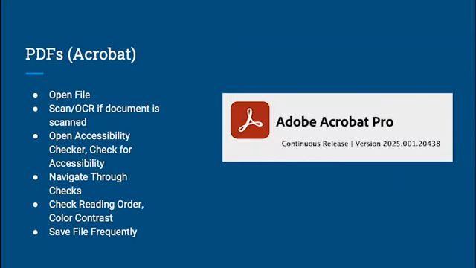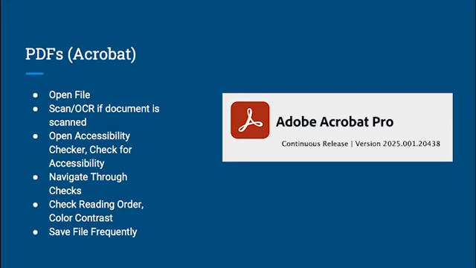PDFs are a little bit different just because they're a different program. We use Adobe Acrobat Pro. Make sure when you're downloading that you do download the Pro version because the reader will not have the accessibility tools that we need. If you sign in with your Yale account, you'll be able to access everything you need.